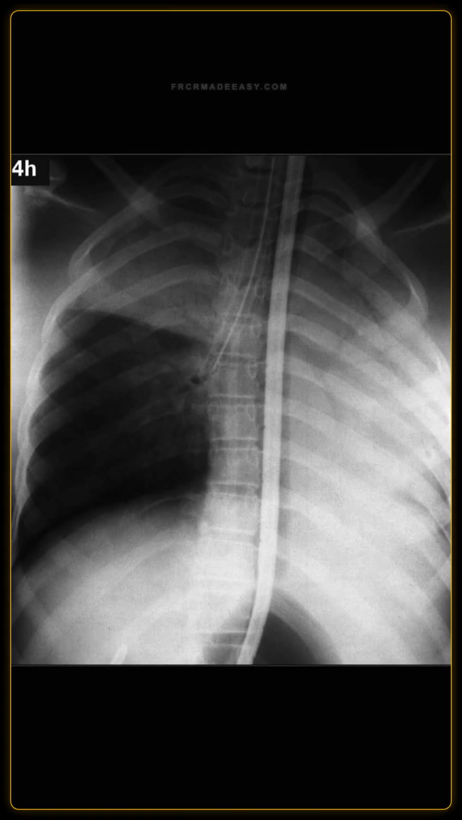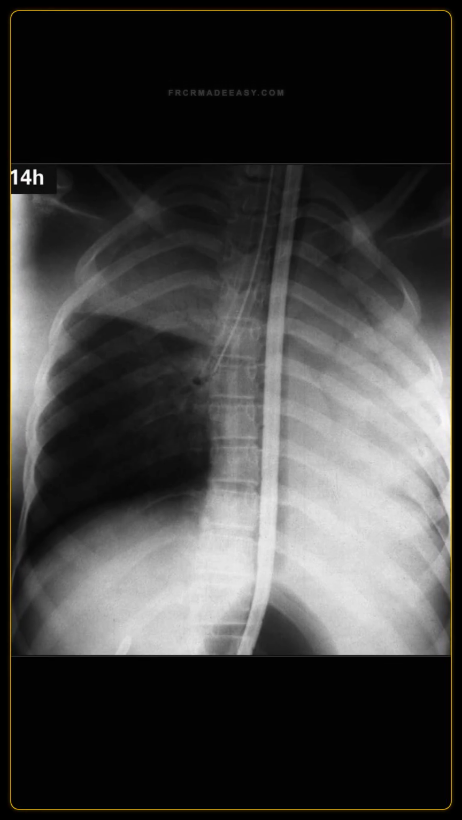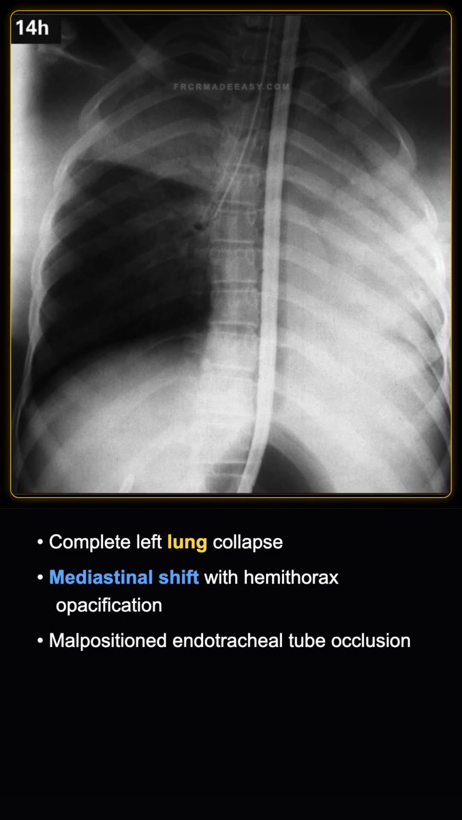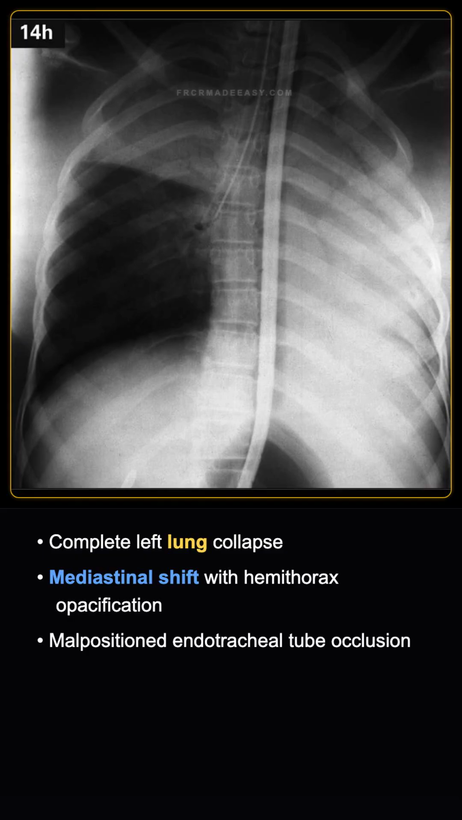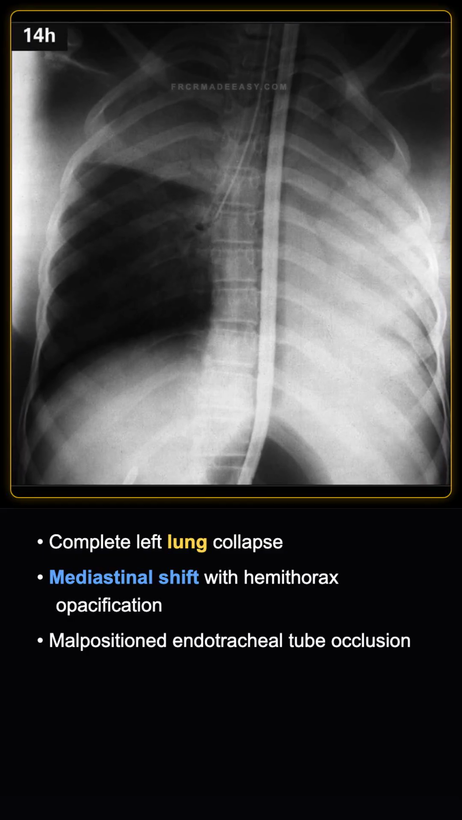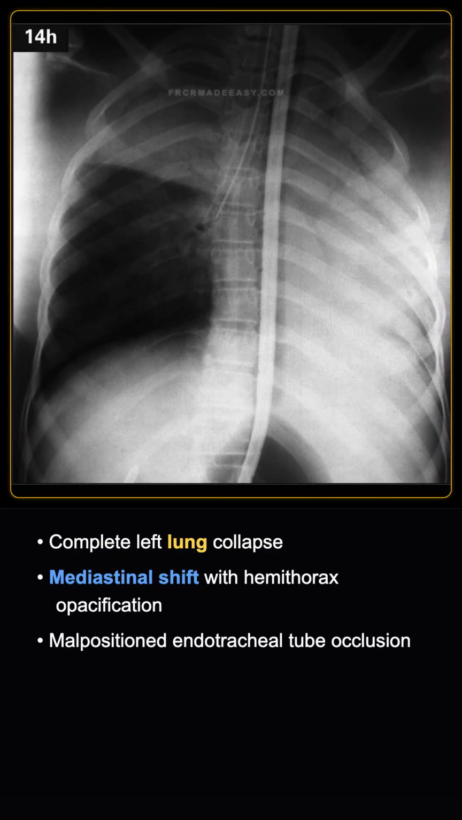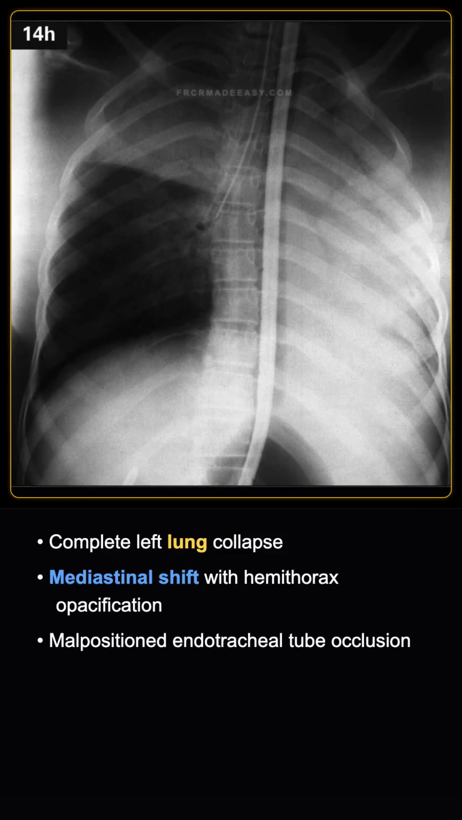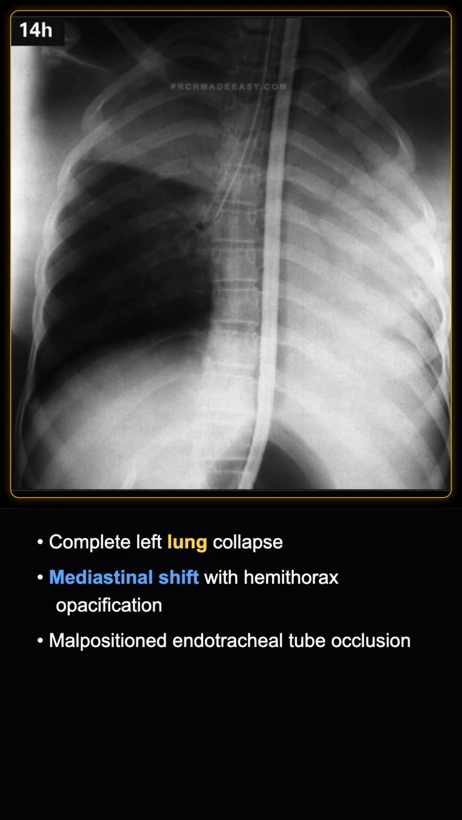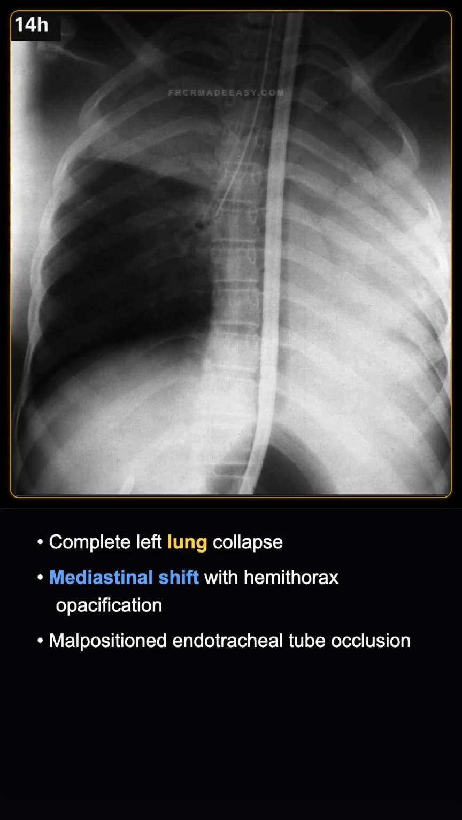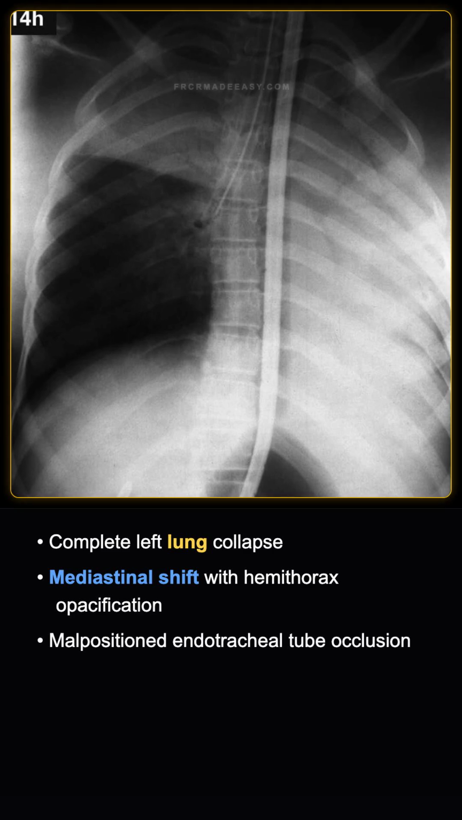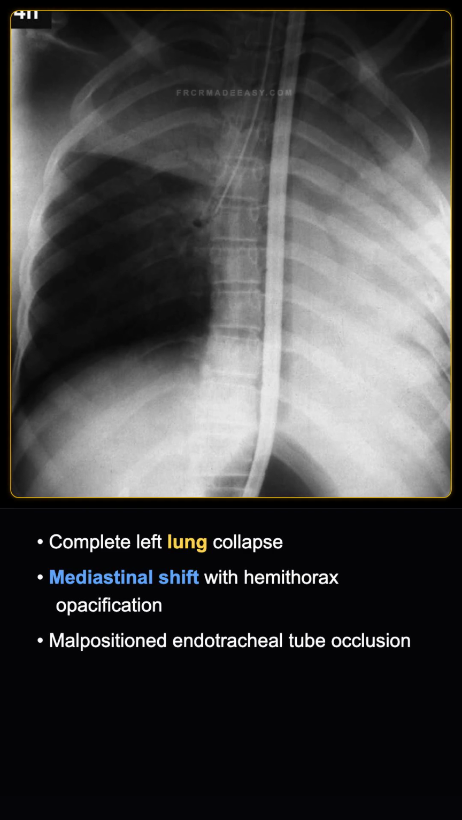Finally, describe the findings on this chest radiograph. This radiograph demonstrates total opacification of the left hemithorax with a mediastinal shift, indicating complete left lung collapse. There is also right upper lobe collapse. A malpositioned endotracheal tube is visible, having passed too far and selectively occluding the bronchus intermedius, causing these collapses.